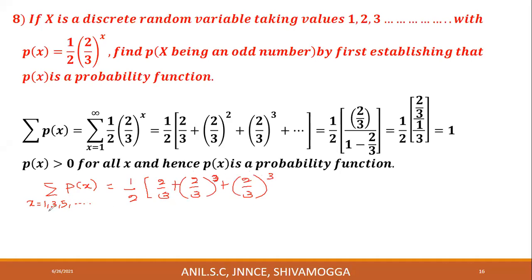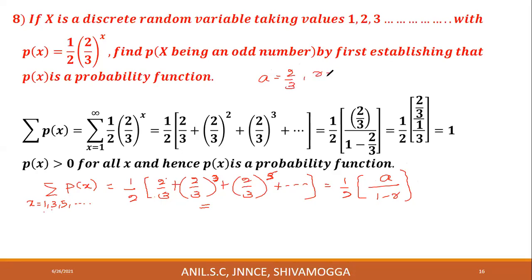X takes only odd numbers. When x is equal to 1, 2 by 3. When x is equal to 3, 2 by 3 whole cube. When x is equal to 5, 2 by 3 whole power 5. And it continues. This is equal to half into, clearly this is a geometric progression whose sum is given by a divided by 1 minus r whenever there are infinite number of terms involved. A is the first term. What is the first term here? 2 by 3.